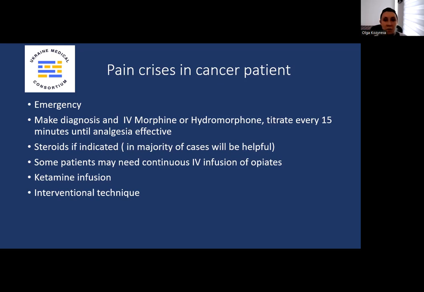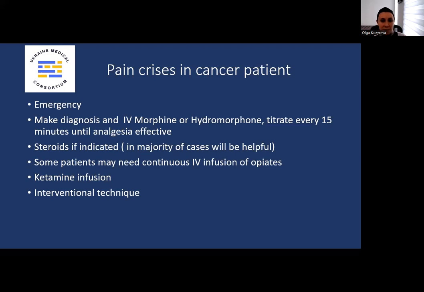You titrate your morphine, and you can give morphine every 15 minutes until the patient is comfortable. You wait, you assess, but sometimes we need to be at the patient's bedside with the nurse giving IV morphine until the patient is comfortable. And of course, you need to make a diagnosis and understand what is going on with your patient. The patient may develop spinal cord compression or acute cholecystitis. Some patients need a continuous IV infusion of opiates.